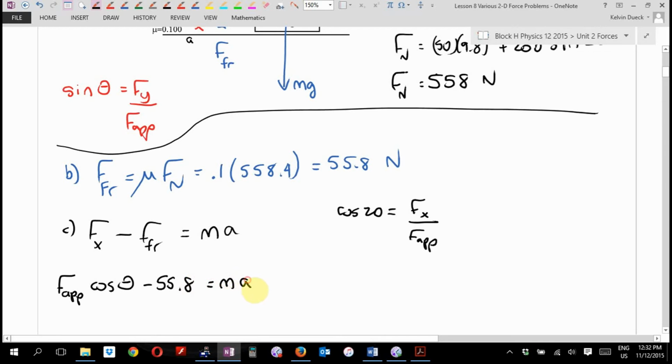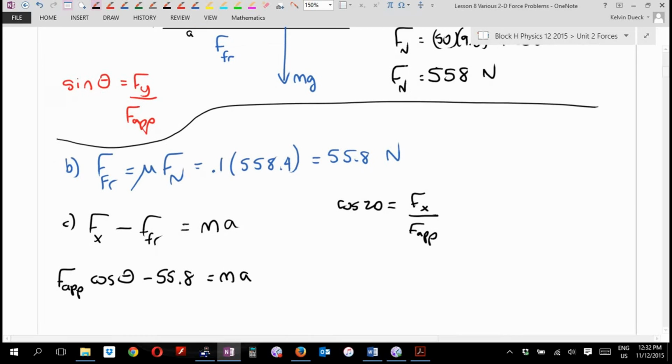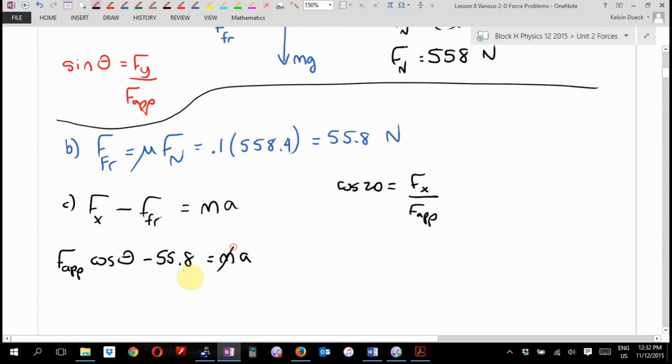equals m a. Wait a minute. What are they asking me to find? Look up. I figured that one we can do kind of casually, dividing by an m. We've been doing that for a while. Now I think we're plug and chug. The acceleration is going to be applied force is 200. Cosine of, what was the angle, 20?